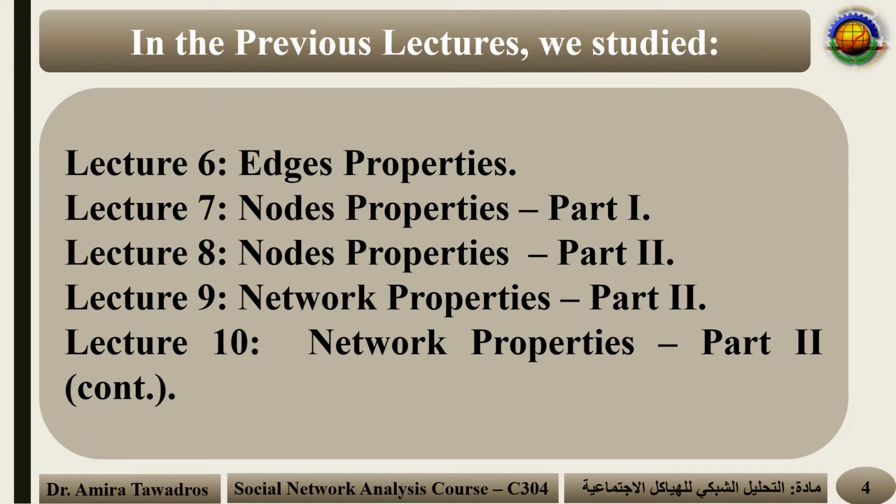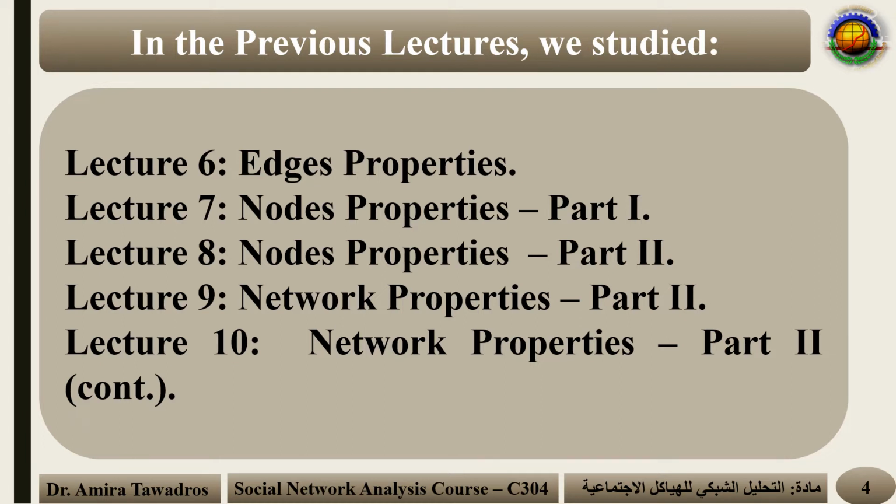As we discussed in the previous slide, a network is composed of nodes and edges. So we studied in lectures 4 and 5 some of the general network properties, and then we will move now in lecture 6 to study edge properties. In lecture 6 we studied some of the properties of edges, like the weights.